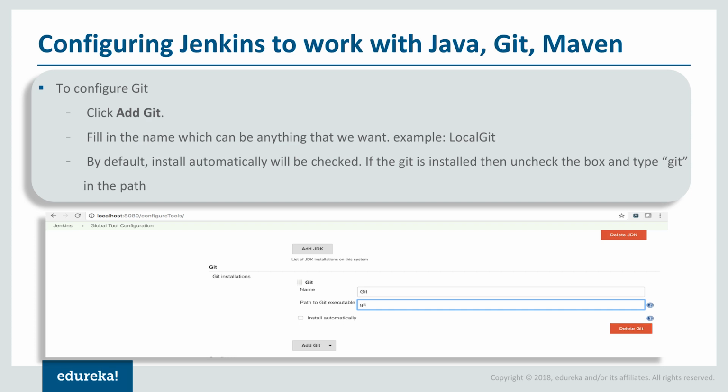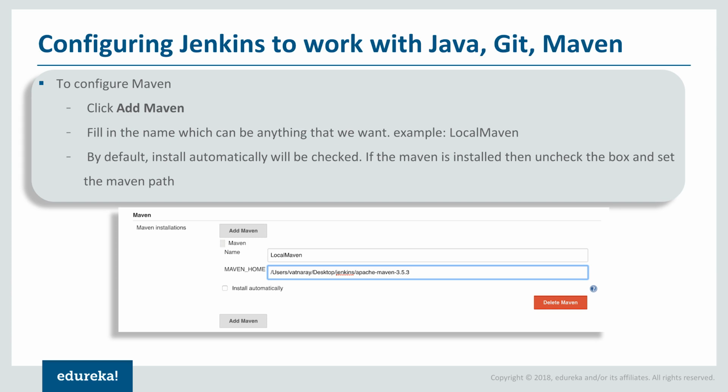You just type the Git, and since it is an executable binary, it will take it automatically. And last, we have this Maven configuration. So once again, you just need to mention the name. Name can be anything, whatever you provide. This is provided by the user. And the Maven_home value you need to provide if you have installed Maven on your local machine.